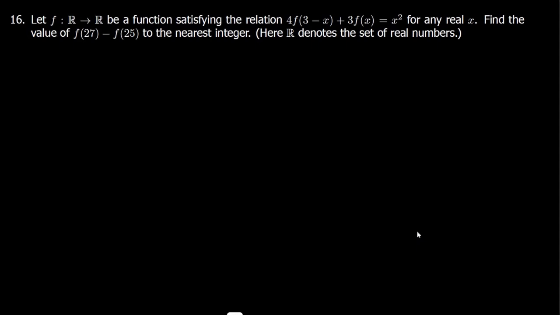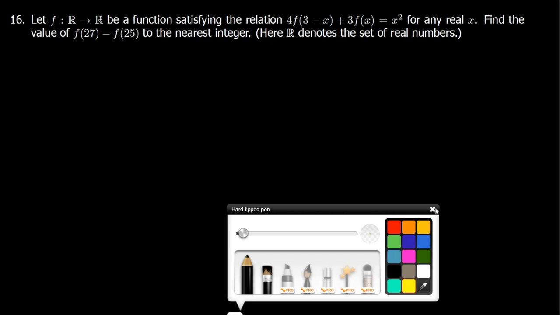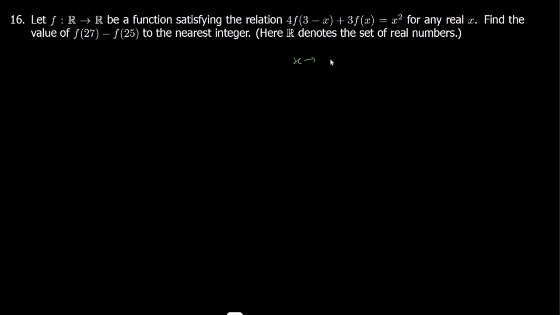Alright, next question is a simple question of functional equations. You see what's the relation between x and 3 minus x? If I replace x with 3 minus x, then this will convert into this and this will convert into that. So what we'll do is we'll treat f of 3 minus x and f of x as a and b, and eliminate f of 3 minus x just to get f of x.